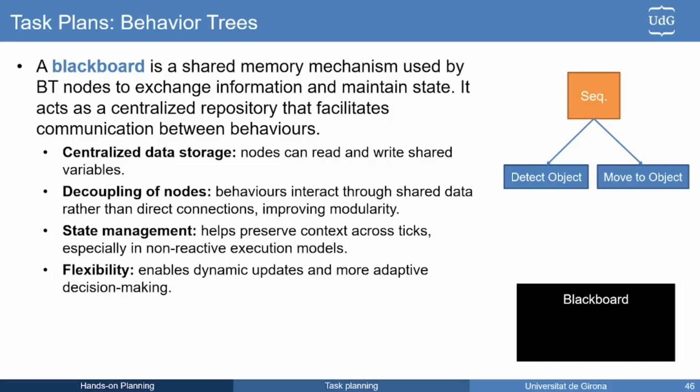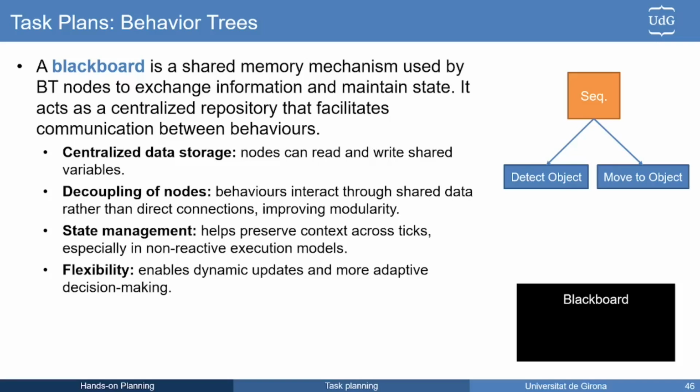Then the nodes can access it and write to it, but of course, in your task, if you have a node that reads something from the blackboard, you first need a node that writes something in the blackboard. There is this coupling, but it's not a lot of coupling. Then it's easy to port things from one state to the other, and it can be used for things like state management.